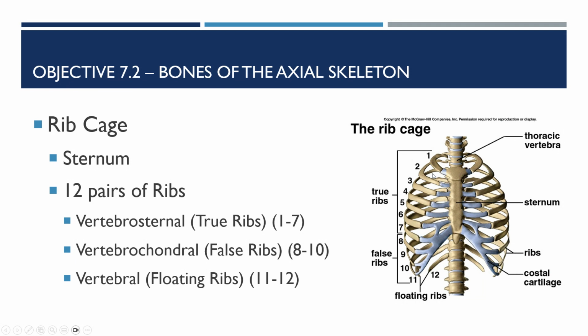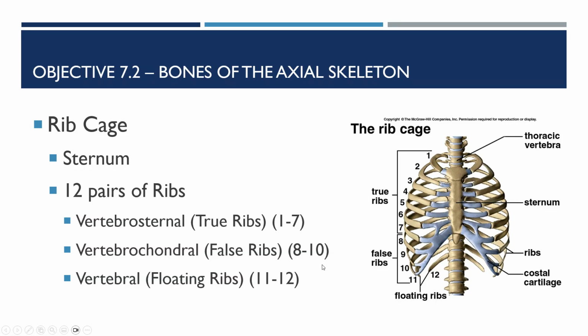And so the first 7 are what we consider our true ribs, or they're known as vertebrosternal. If you look at them, they all attach to cartilage, but that cartilage connects directly to our sternum. And so pairs 1 through 7, vertebrosternal, they're connected to the vertebra on the back, and then they come around and they connect to cartilage that goes directly to the sternum.